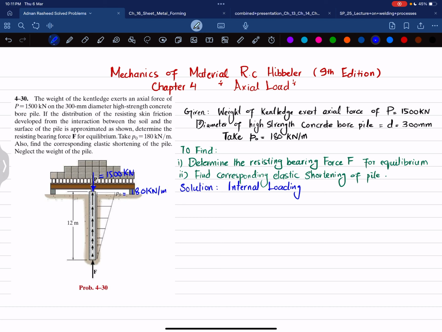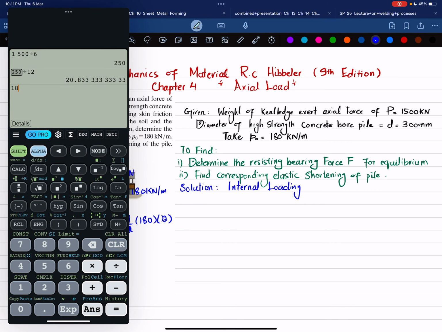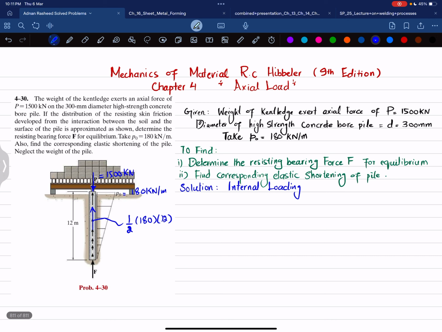In order to convert this triangular load into a point load, it will be 1 over 2 multiplied by 180 multiplied by 12. Let me calculate it: 180 multiplied by 12 divided by 2 will give you 1080 kilonewton. And there is the resisting bearing force F. So these three forces are applied.